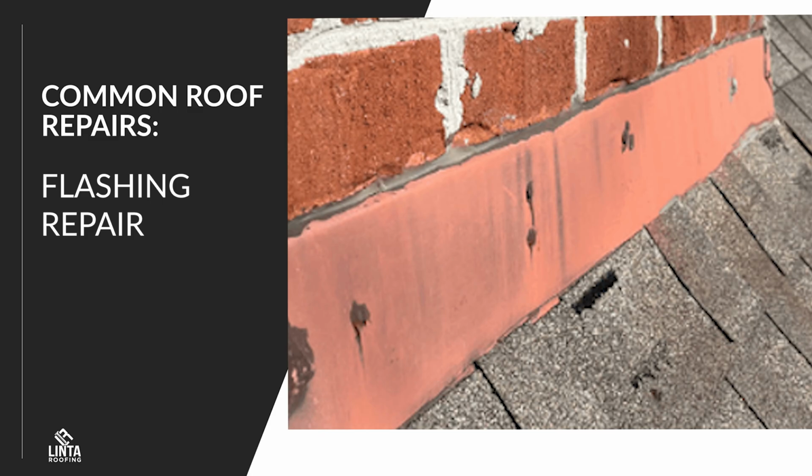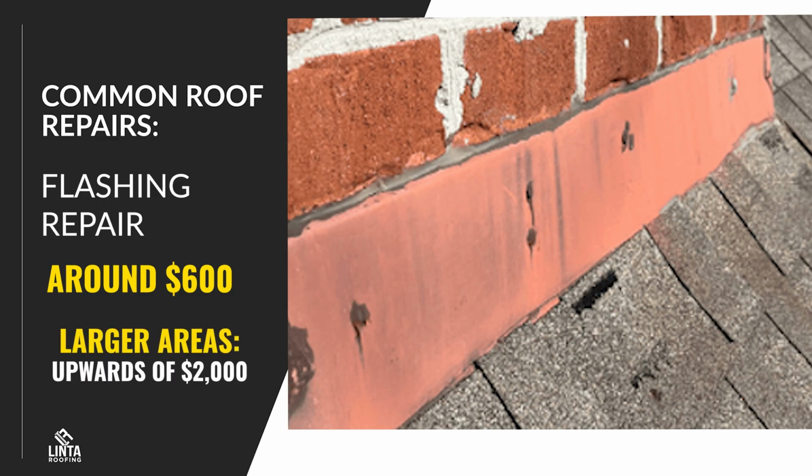Flashing repair. If you have flashing that's damaged and a leak issue around a skylight, around a dormer, but it is not in need of a replacement, then you could expect to pay around $600 for about a 10-foot section of a flashing repair. If you have a much larger area in need of repair, you could expect to pay upwards of $2,000 for such a repair.